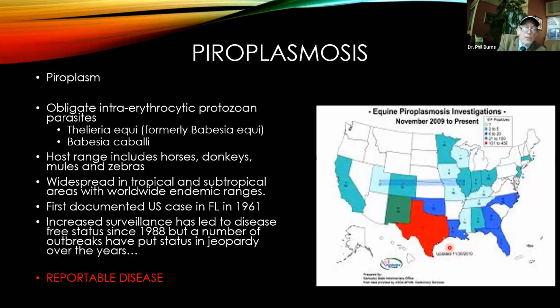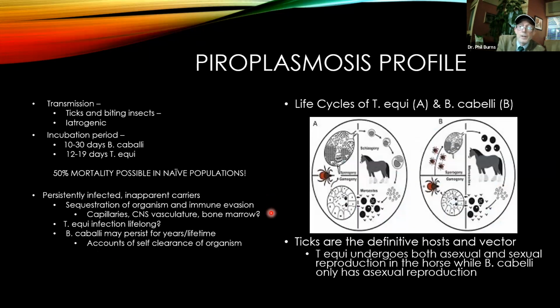I'm just going to run through this. I'm not worried about zebras, but we do have donkeys. It was first documented in Florida in 1961. And like I said, there's been continual concern, and it continues to be a problem. I'm not going to spend a lot of time on the life cycle because it's a lot of information. But what I want to highlight is that it has 50% mortality.